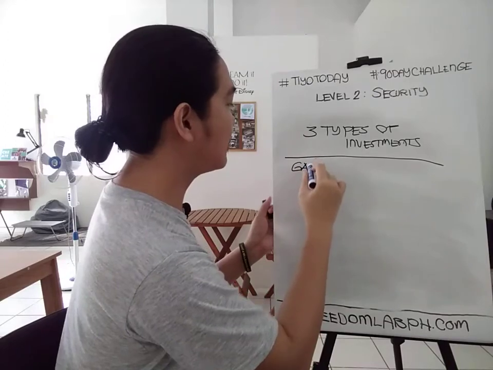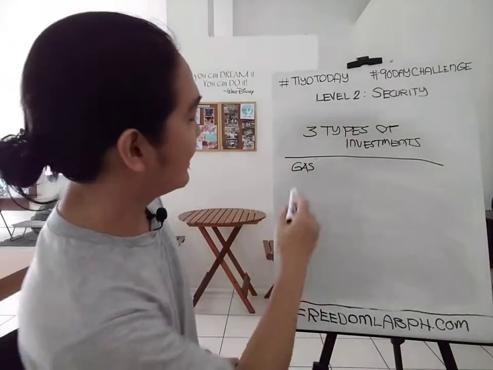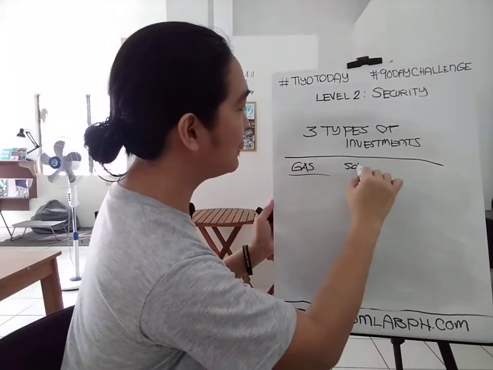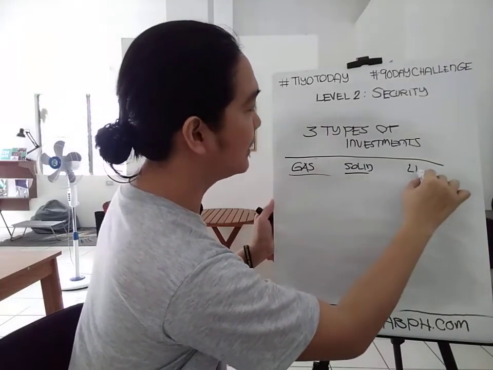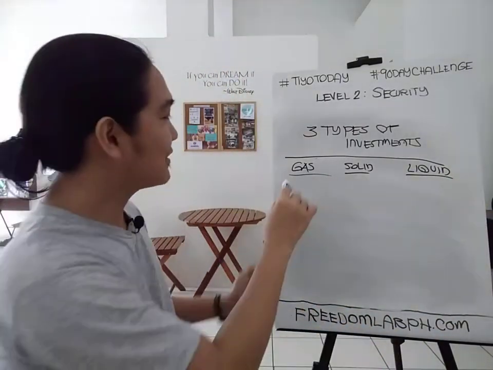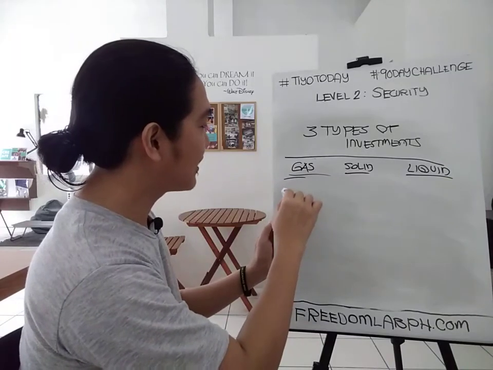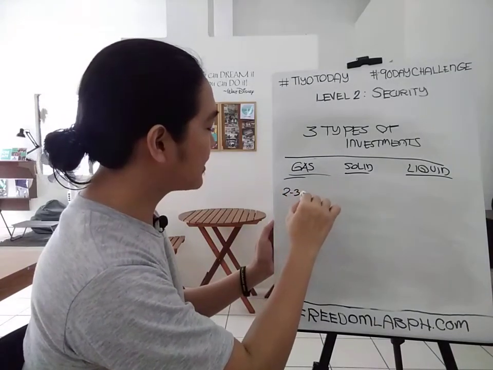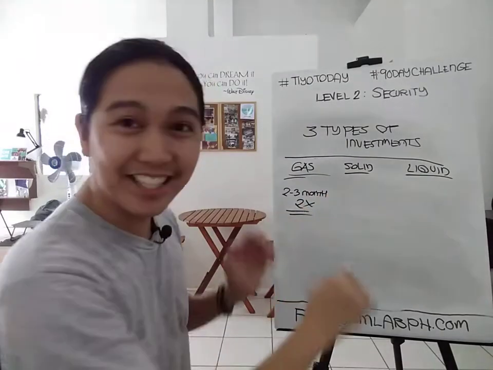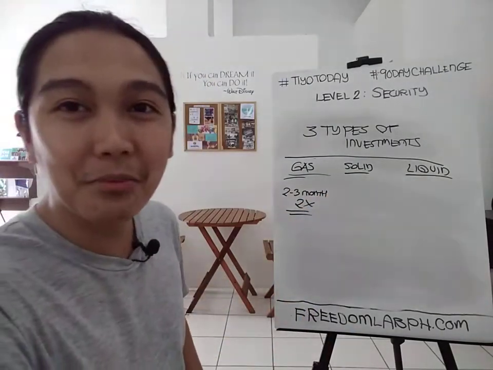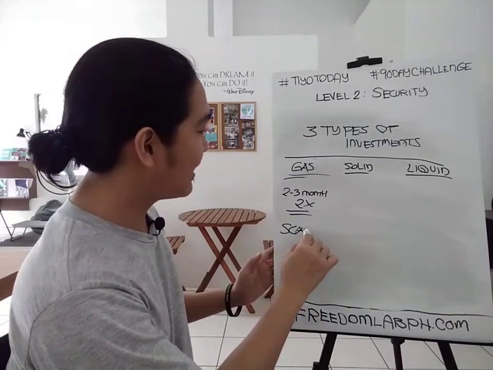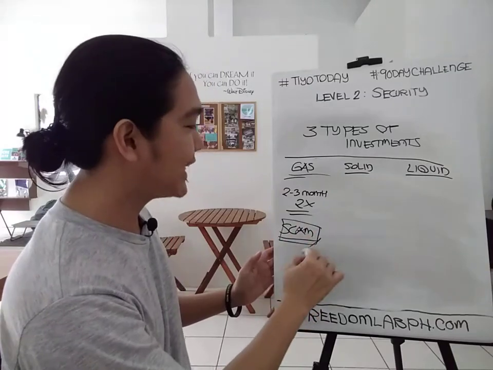So now, let's talk about the first type of investment, gas investments. There are gas investments, there are solid investments, and there are liquid investments. Gas investments, what are these? These are investments where in 2 to 3 months' time you can double your money, and then after that, boom, it vanishes like a bubble. That's why it's called a scam.